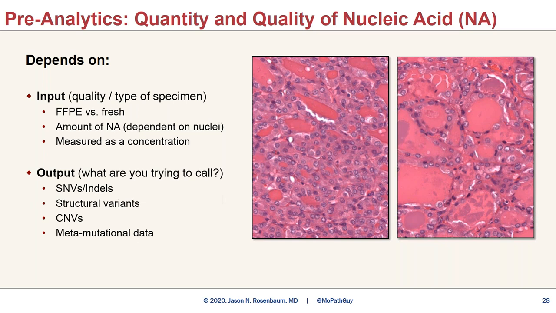The minimum input of an assay also depends on how sophisticated you're trying to get. If you're just trying to call SNVs and indels, as I noted, those are bread and butter and pretty easy, you can do a pretty low minimum nucleic acid lower limit. If you also want structural variants and copy number changes, because these are more complex calls to make, and in the case of copy number variants, it's a quantitative call, you need more DNA to have confidence in those calls. And if you're trying to generate things like metamutational data, mutational signatures, or TMB, you need coverage of a lot of the genome, and that requires a higher minimum input as well.